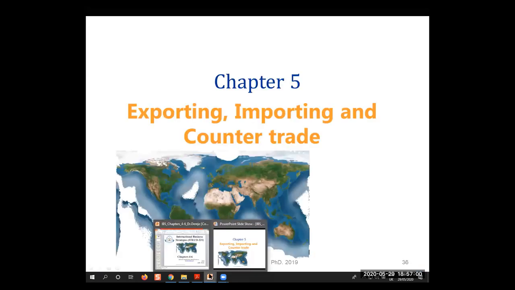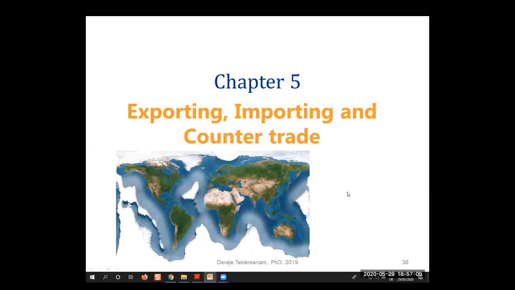I hope we have 30 minutes and we have to use the time efficiently. The fifth chapter is all about importing, exporting, and even countertrade. Why do we do this? Because probably the initial model of business for going international is either importing or exporting, and you can also read about the concept of countertrade.